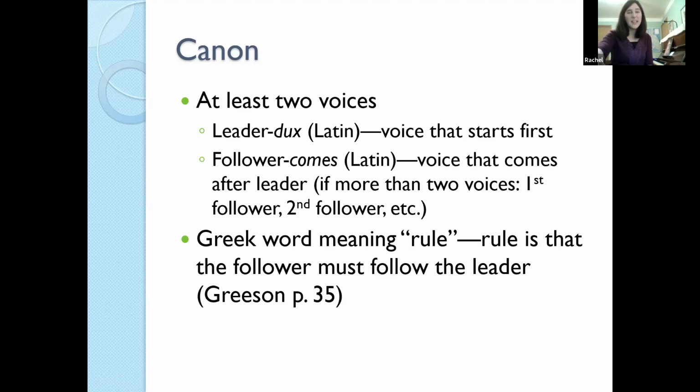Okay, so if you're thinking canon in D, you could say rule in D, but we wouldn't say it that way because that doesn't sound quite so cool. Okay, so the rule is that the follower must follow the leader. I think that's kind of how it's supposed to work anyway. If you're the follower, you're supposed to follow the leader.